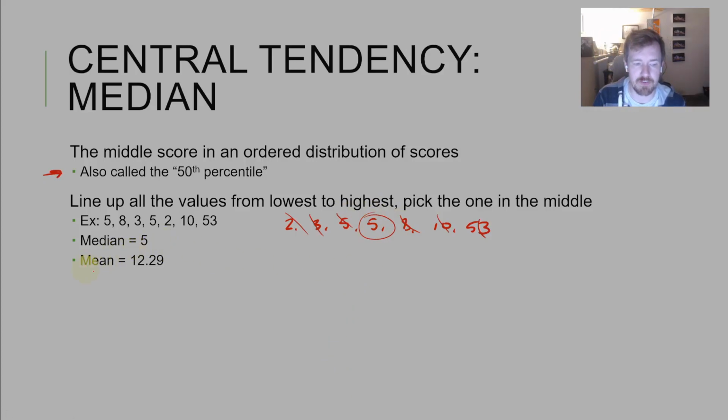Why is it useful? Because if I did the mean, if I added these up and divided by the total number of values, I would get 12.29.